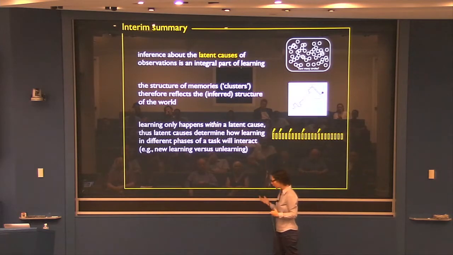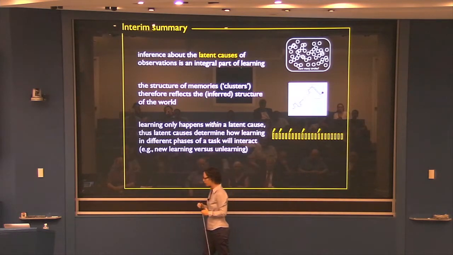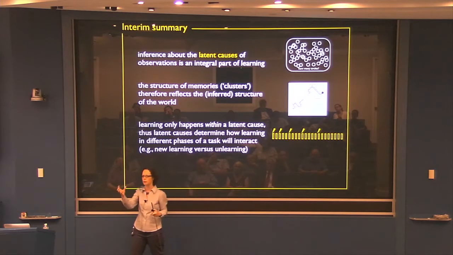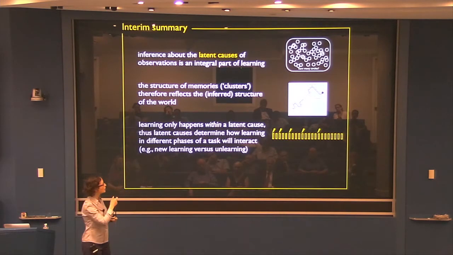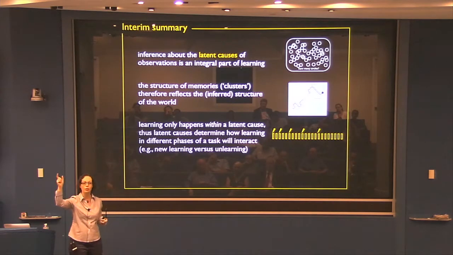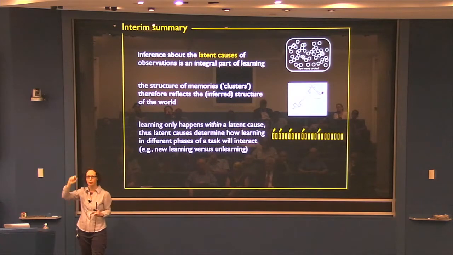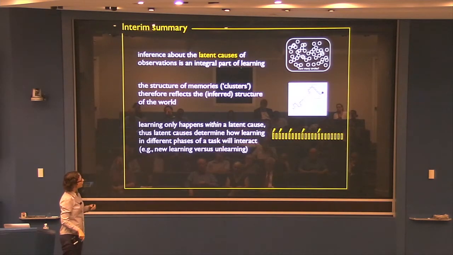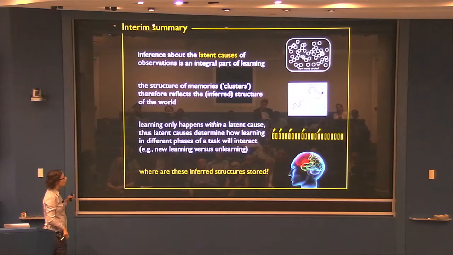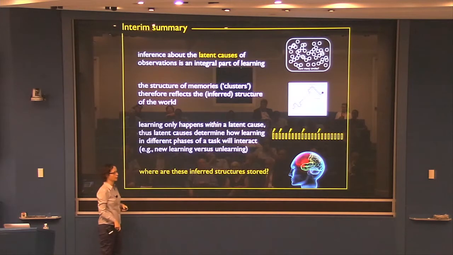And in terms of reinforcement learning, the computational theory of reinforcement learning talks about this as states of the world. So the state of the world is, I hear a tone. But now I'm saying, no, the state of the world is, I hear a tone and I think that latent cause X is on. And that's different from the state of the world of, I hear a tone and I think that cause Y is on. Those are 2 different states. And so in the last part of the talk, what I want to talk about is, where are these states or inferred structures stored in the brain?